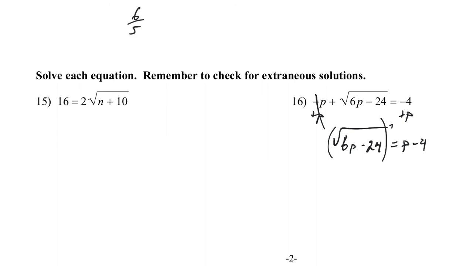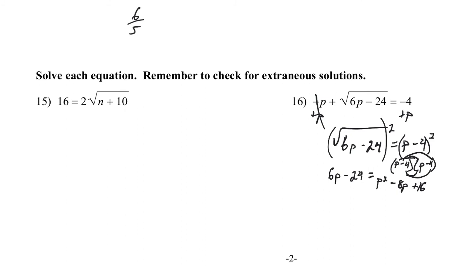So if I square that, this is going to become 6p minus 24. Over here, this p minus 4 squared is going to turn into p minus 4 times p minus 4. And then you distribute that, so we have p squared minus 4p minus 4p and plus 16. So I have p squared, the double minus 4p is going to be minus 8p plus 16.